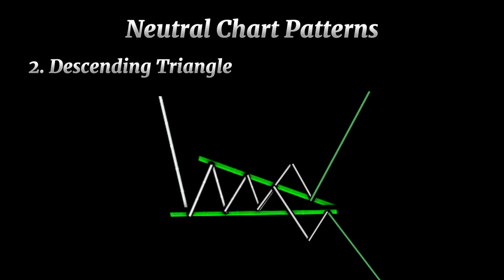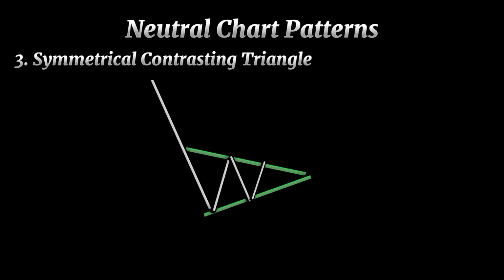Following the same steps and process once again, we have 2 other types of triangles that finish the category of neutral chart patterns. We have the symmetrical contracting triangles and the symmetrical expanding triangles. The only thing that changes between these neutral chart patterns is the angle of the upper and lower lines.